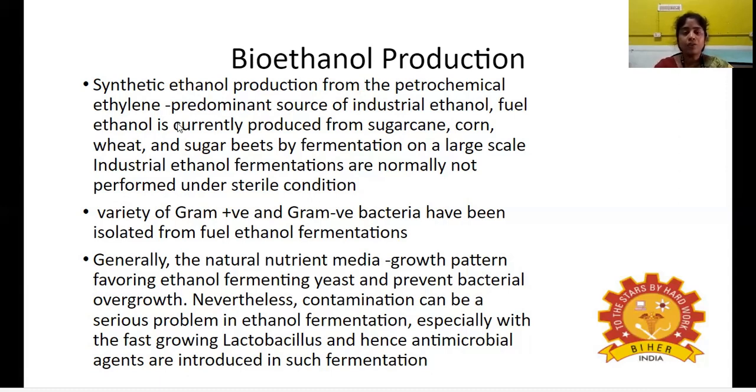But if we are using a plant source, it can be sugar cane, corn, wheat, or sugar beet, so that fermentation can be carried out to produce ethanol. We call that ethanol bioethanol, produced under sterile conditions. As we all are aware, gram-positive and gram-negative bacteria can be used for our ethanol fermentation process to produce bioethanol.